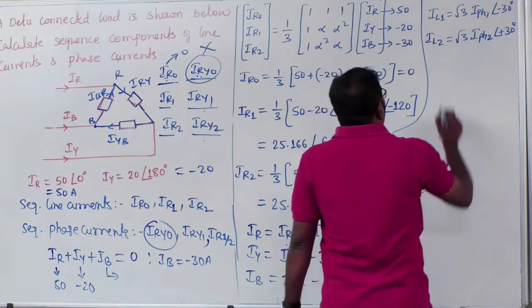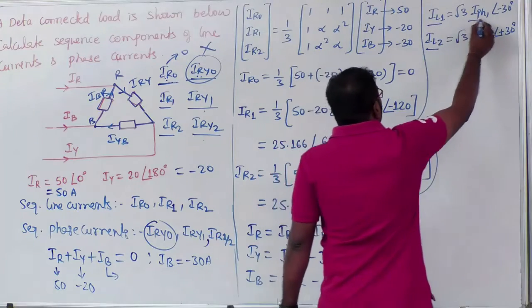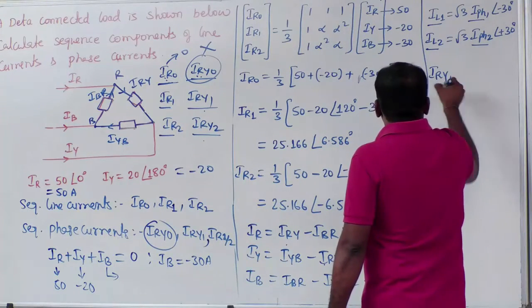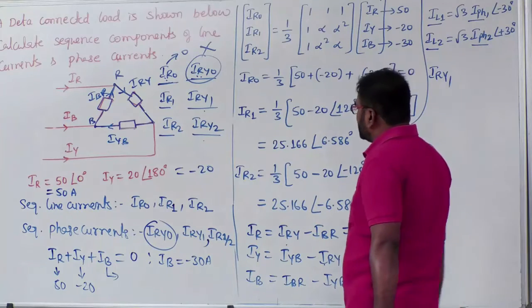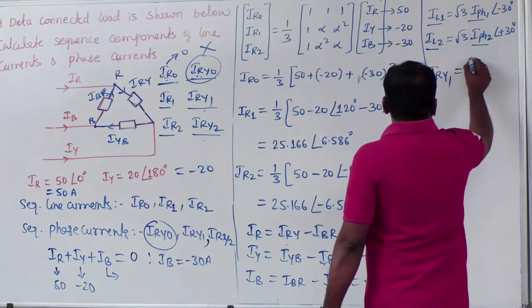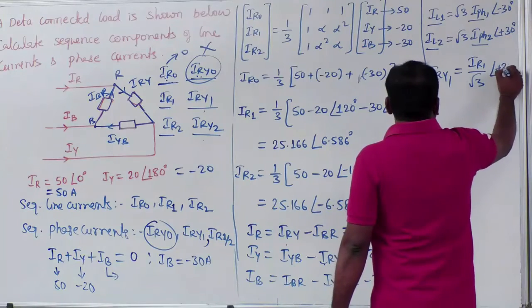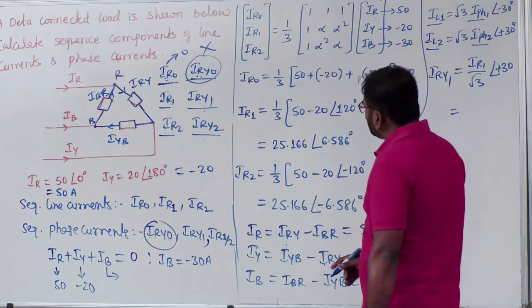Clear? So line current we know, we need to calculate the phase current. So directly I am writing, IRY1 we need to calculate. IRY1 is the phase current, that is equal to IR1 by root 3 at an angle plus 30 degrees. So IR1 is what?